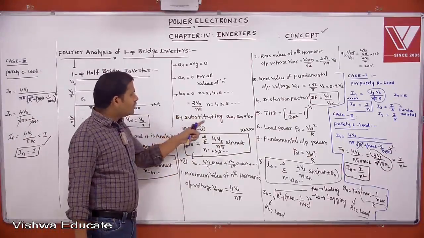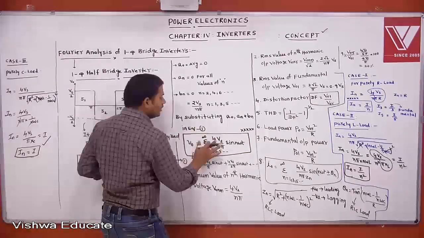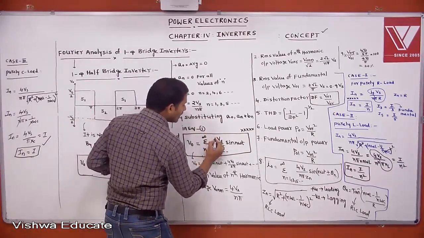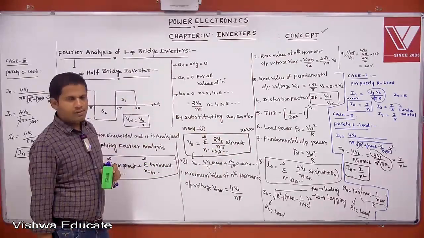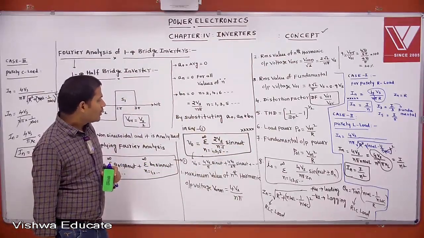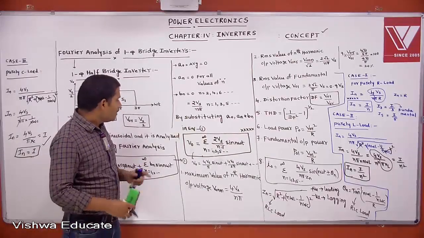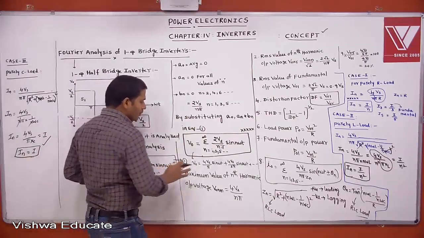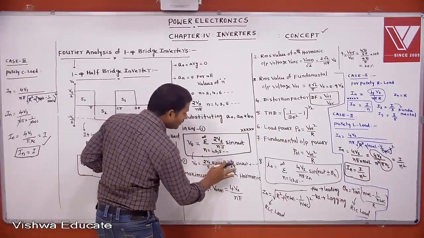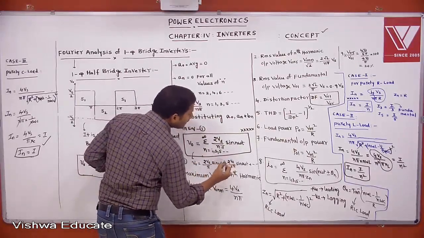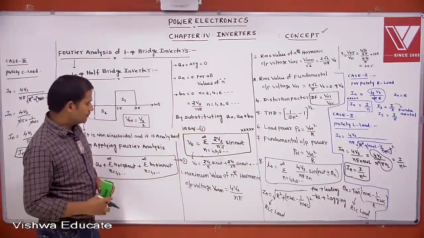Then by substituting A0, An and Bn in equation 1, replacing Vs by Vs by 2, what do we get? 2 Vs by n pi, summation n equal to 1, 3, 5 up to infinity, sin n omega t. For different values of n, we get 2 Vs by pi sin omega t, 2 Vs by 3 pi sin 3 omega t, plus and so on.